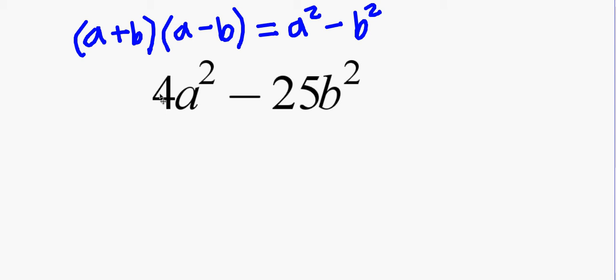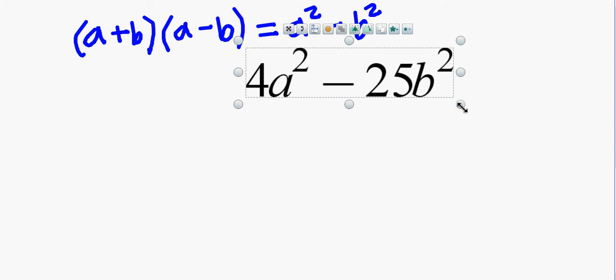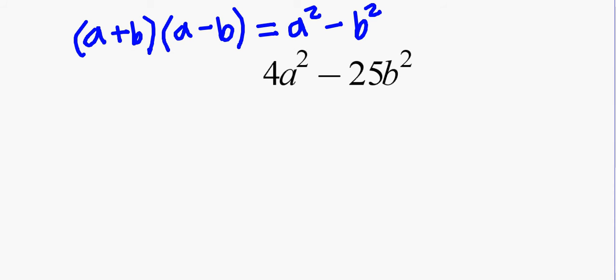So in this problem we have 4a squared minus 25b squared. In order to factor this, all we have to do is compare our result with a squared minus b squared and see if we can write it as two squares. So in my mind I think, how do I get 4? What number do I square to get 4? Well, that's 2. What do I square to get a squared? Well, that's a. So I can write this as 2a squared minus, now which number do I need to square to get 25? That could be 5. And then we have b squared.